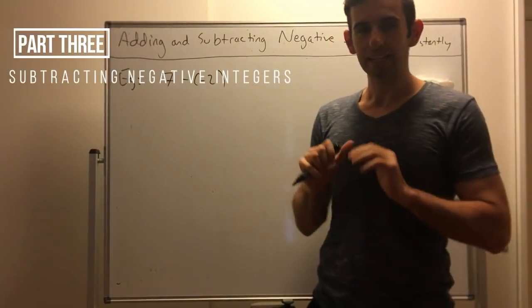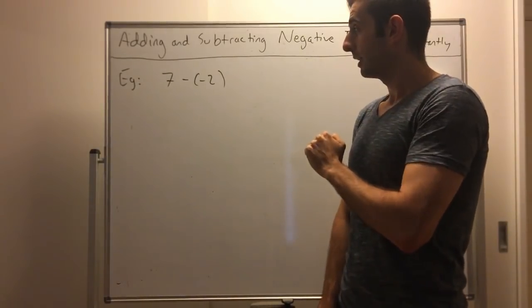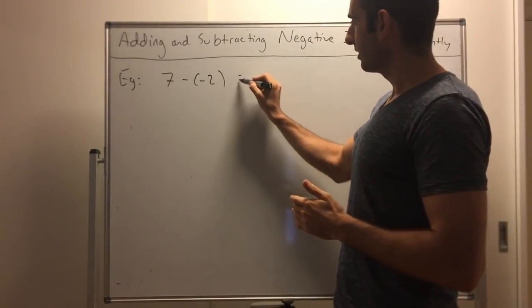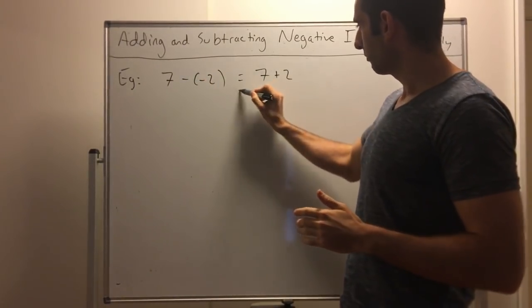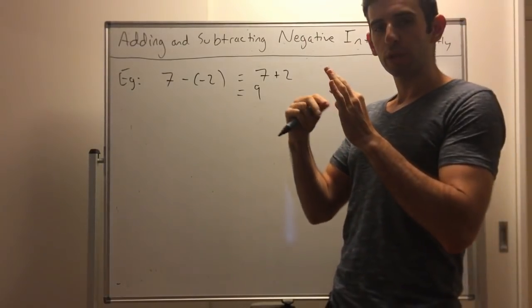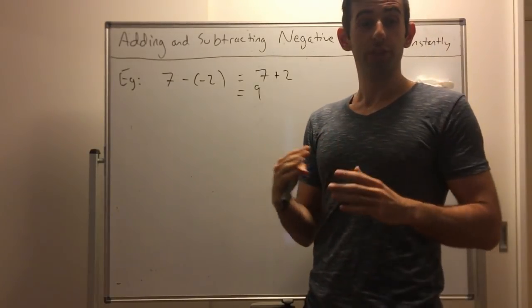Right? So far, let's look at subtracting negative integers. You've probably been taught that when you have two minuses together, it turns into a plus. So 7 plus 2 equals 9. Yep, that's really easy. But what I want to do is explain why that's the case, because that confuses a lot of students when they first see it.